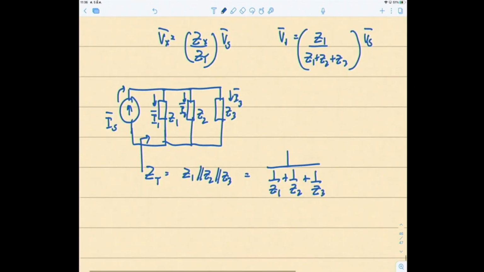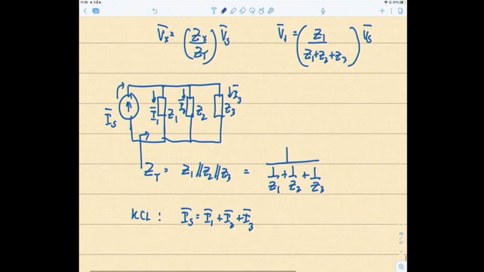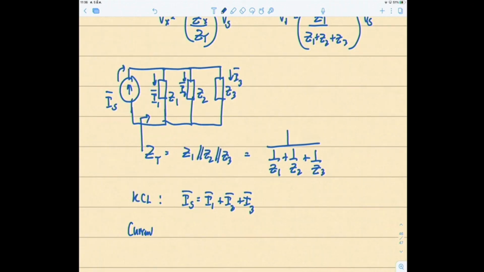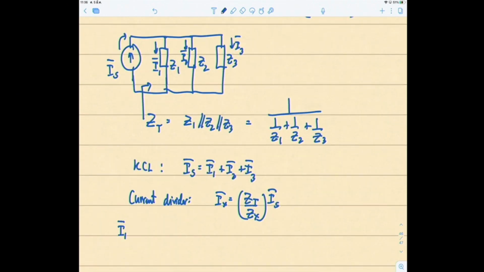KCL still holds. KCL at this node would be Is equal to I1 plus I2 plus I3. The currents I1, I2, and I3 are divided out from Is, so we can use the current divider. Ix is equal to Z total over Zx times Is. So if you want to find I1, it would be 1 over Z1 plus 1 over Z2 plus 1 over Z3, times Z1, times Is.